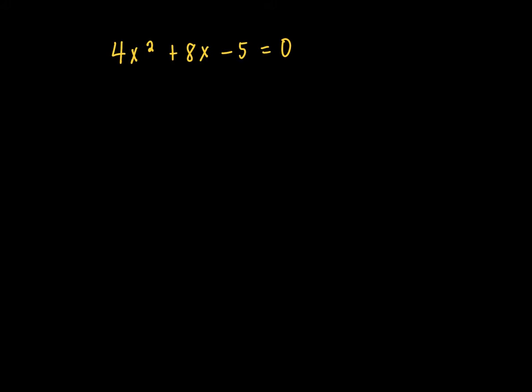Are you ready? Okay, taking a look at our equation, notice that the coefficient of our quadratic term is 4. Now, for us to be able to use the completing the square method, we have to make sure that the coefficient of the quadratic term is 1. So, what can we do? Okay, correct. You have to divide the whole equation by 4. So, let's do it now.